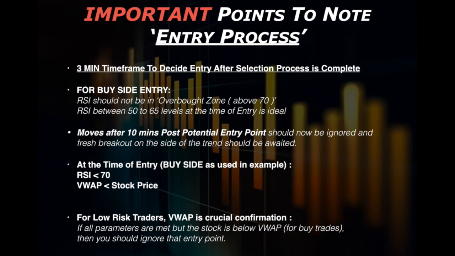After a stock checks off all our guidelines on the selection process, it qualifies for the entry process. For the entry process, we use the 3-minute time frame. So what are the important factors we use to determine an ideal entry point? We have taken a buy side entry example, so we will look at the buy side criteria. RSI should not be in the overbought zone, that is above 70 levels. RSI between 50 to 65 levels at the time of entry is ideal.